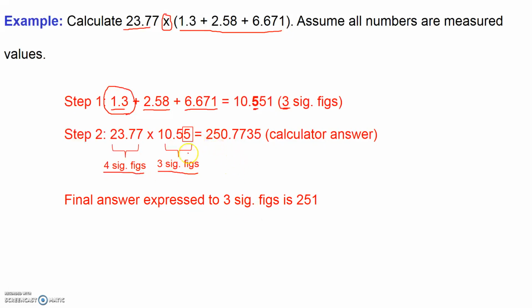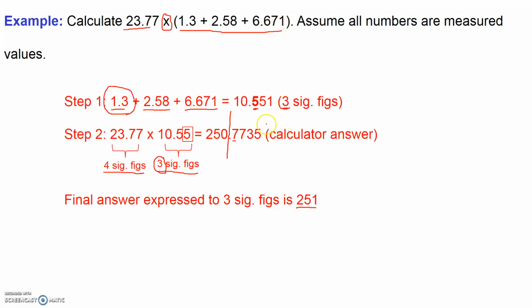So what this is telling me is that in my final answer I want to be rounding to 3 significant figures. So I take my calculator answer and I know I'm going to round off after the 0 here. So 7 is bigger than 5, so I don't write 250, I write 251.